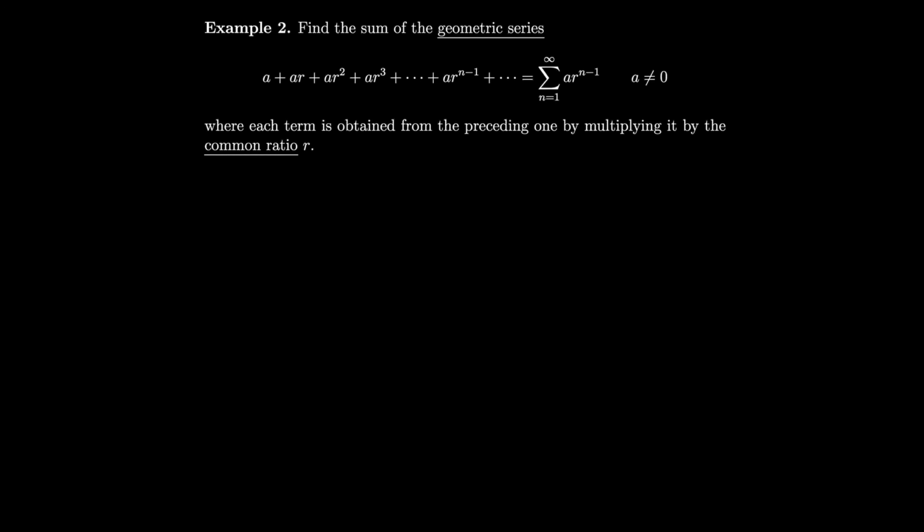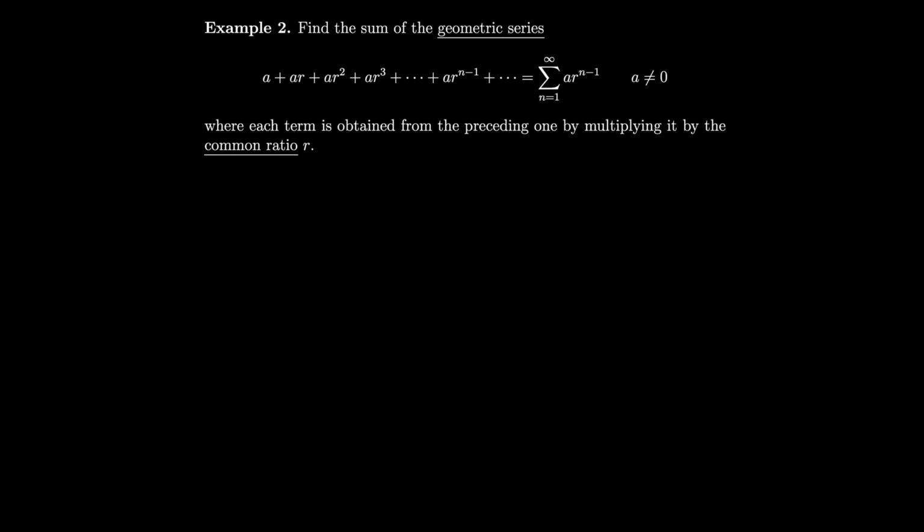Let's try to find the sum of the geometric series, where, notice, each term is being multiplied by some common ratio r. So we start with a, then ar, then ar squared, ar cubed, and so on. We keep going even past ar to the n minus 1, just infinitely, just keep multiplying by more and more r's. So how about we investigate the sum of the series for different values of r?